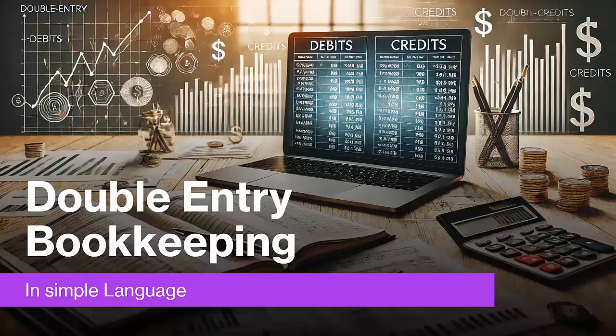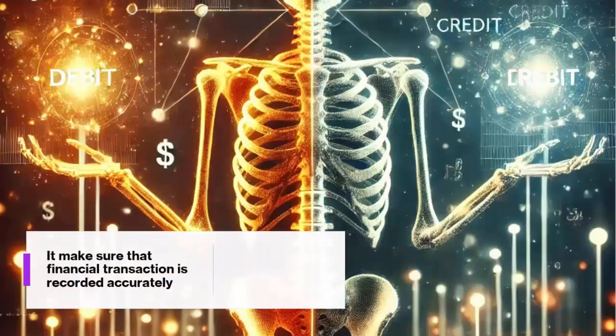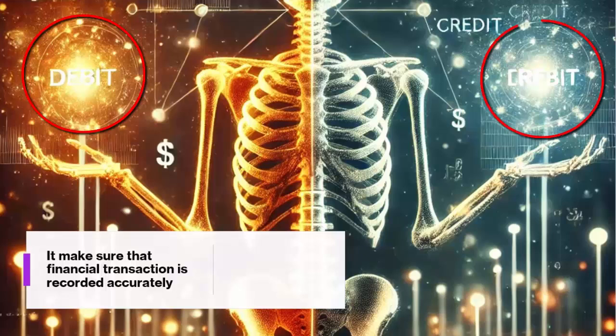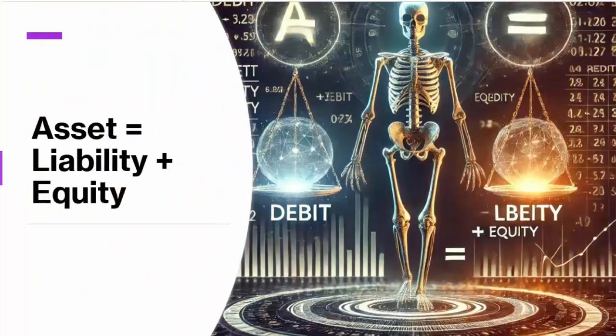Double entry bookkeeping, a friendly explanation. Double entry bookkeeping is the backbone of accounting. It's the system that ensures every financial transaction is recorded accurately by balancing two sides, a debit on the left and a credit on the right. The idea is simple. Every transaction affects at least two accounts, and the total amount of debits must always equal the total amount of credits. This keeps your accounts balanced and in line with the accounting equation. Assets equals liabilities plus equity.